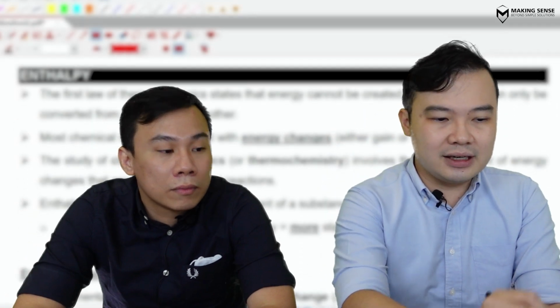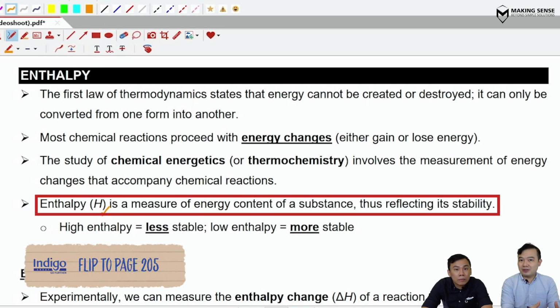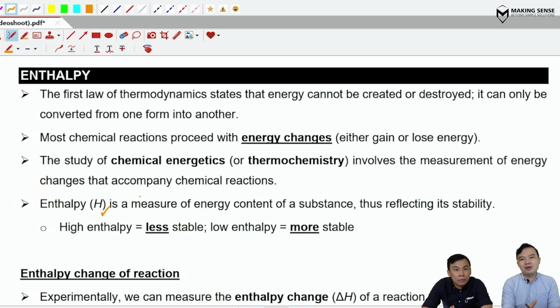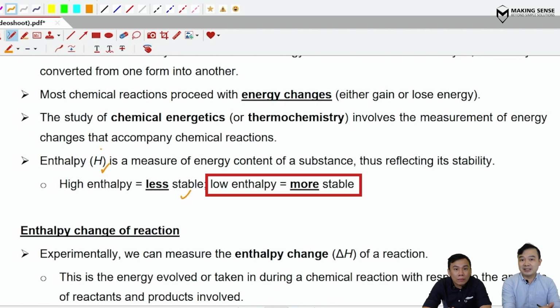So enthalpy over here is generally denoted by the letter H. It is a measure of the energy or heat content of a particular substance. So the idea over here is if you have high enthalpy, it means that you have a lot of energy. And do you think this is stable or unstable, Mr. Yap? High energy is like hyperactive, right? They cannot sit still, so it's not going to be stable. That's right. So if you have high energy content, chances are you're going to be very unstable, and the vice versa will be true as well.